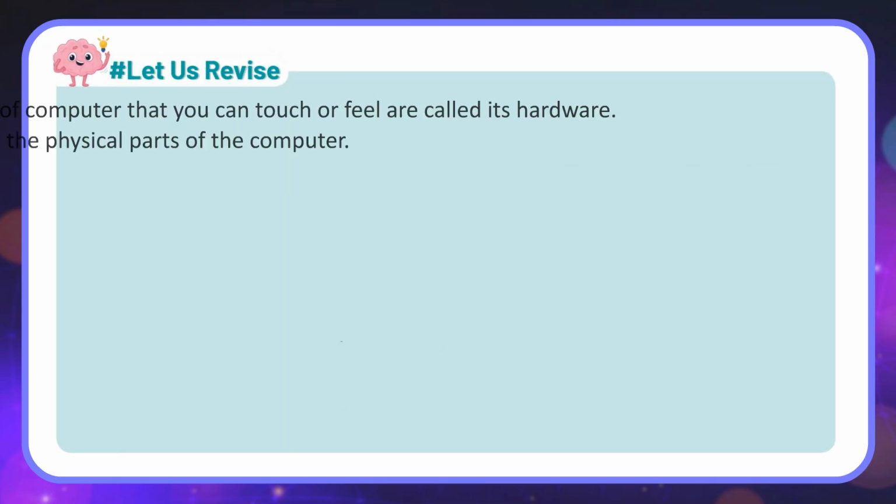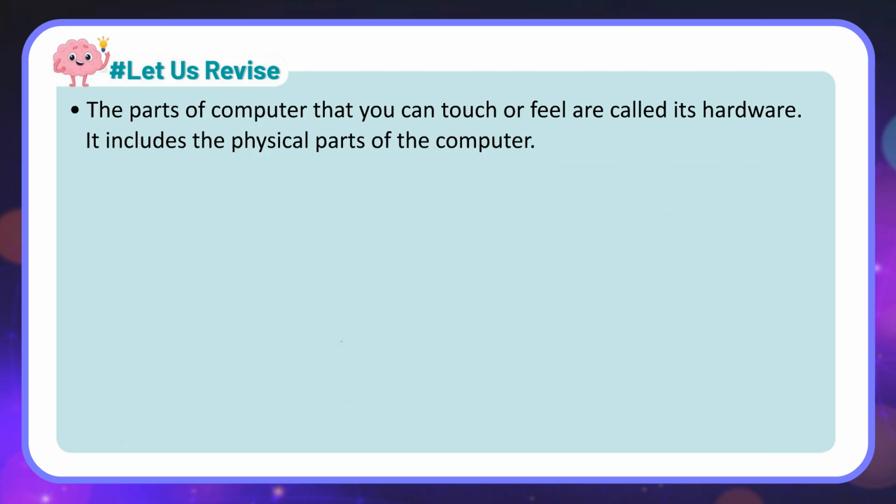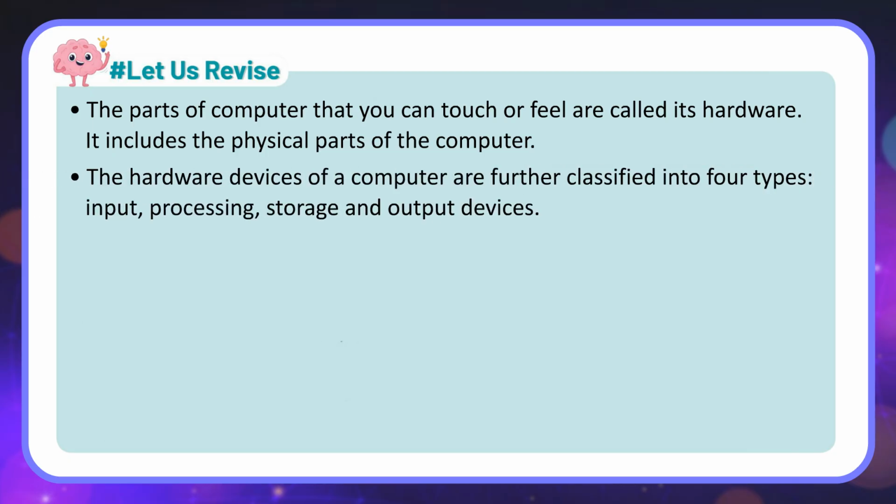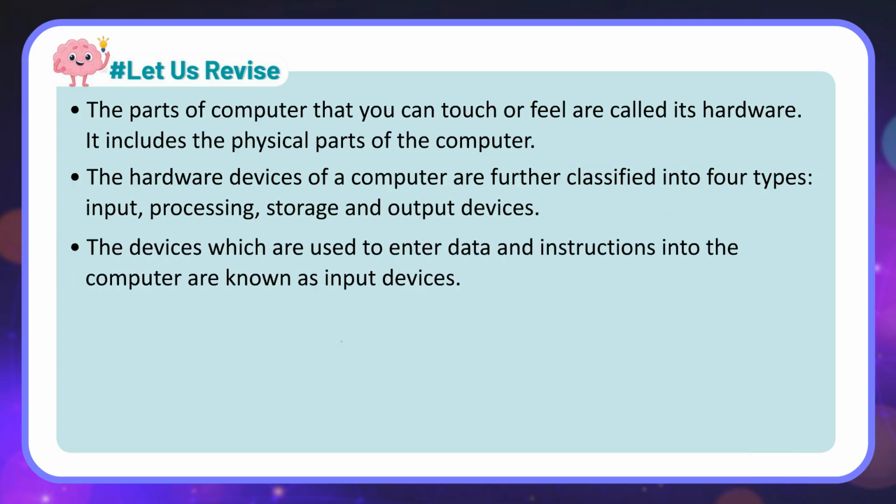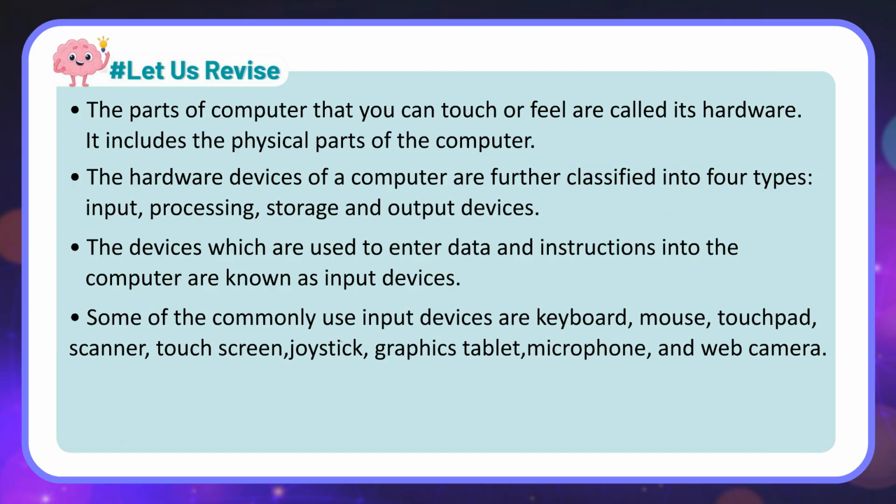Let us revise. The parts of computer that you can touch or feel are called its hardware. It includes the physical parts of the computer. The hardware devices of a computer are further classified into 4 types: input, processing, storage and output devices. The devices which are used to enter data and instructions into the computer are known as input devices. Some of the commonly used input devices are keyboard, mouse, touchpad, scanner, touch screen, joystick, graphics tablet, microphone, and web camera.